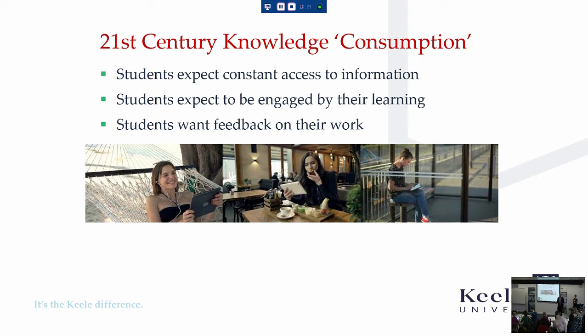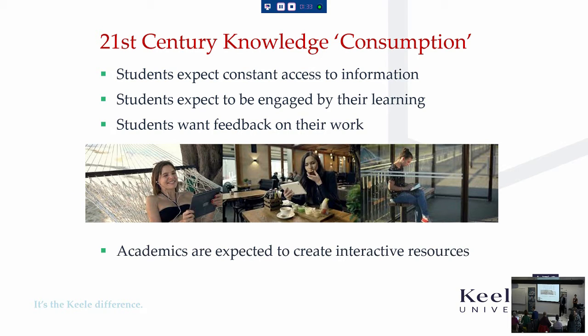How many people hear, oh, I want a session that's going to be interesting? And they also want a lot of feedback on their work. I think that's a really important side of thinking about lecture capture and how you're using these different pedagogical tools: to build in more feedback so the students can improve, because only through feedback can they actually improve. And academics are these poor souls, and I'm an academic, who are expected to create all these wonderful interactive resources. How are you going to do it with the time that you've got?